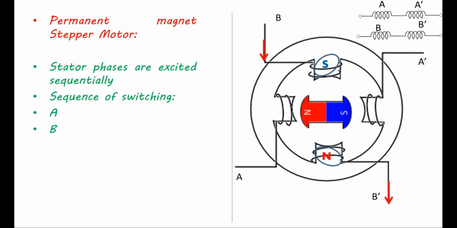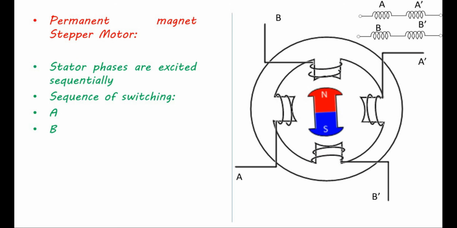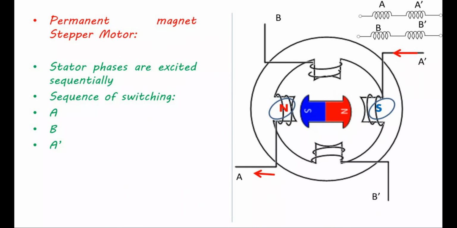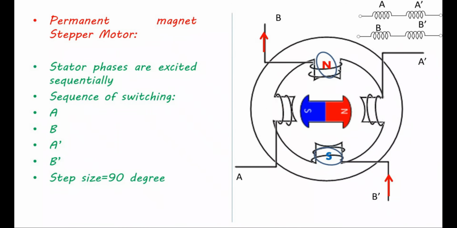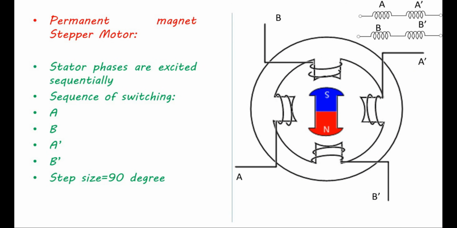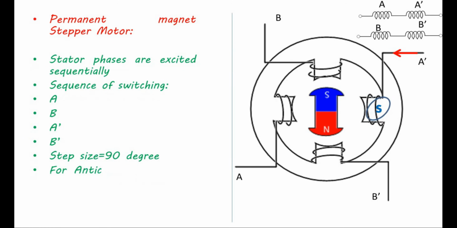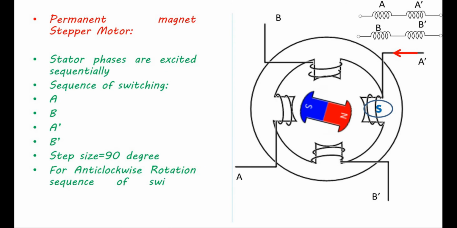After the 90 degree rotation, winding B is energized, and the rotor travels another 90 degrees in the clockwise direction. Now in this rotor position we excite the A prime winding, and current is injected into the A prime winding, and hence an S pole is created under A prime and an N pole is created under the A winding. The rotor travels another 90 degrees. Finally, the B prime winding is excited, and the rotor completes its full 360 degree rotation. This is how the permanent magnet rotor rotates. For anti-clockwise rotation, the sequence of switching should be reversed.